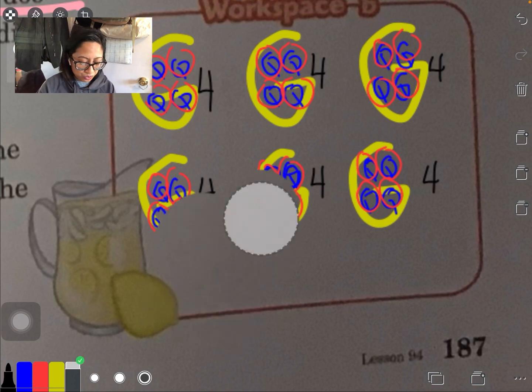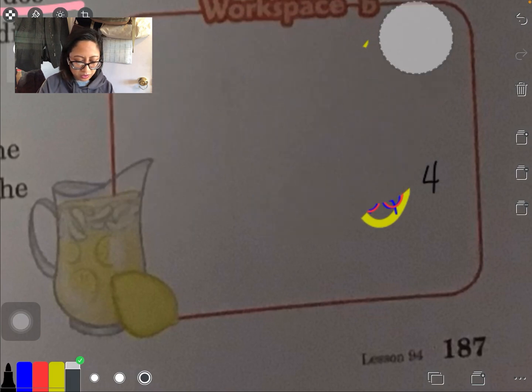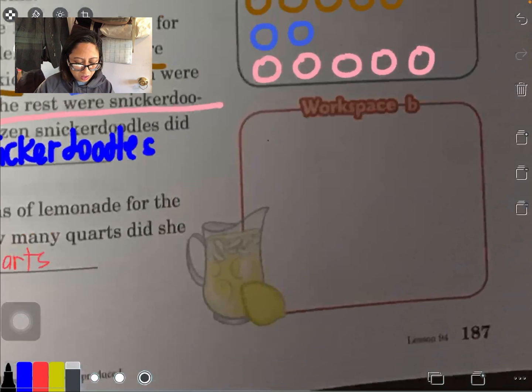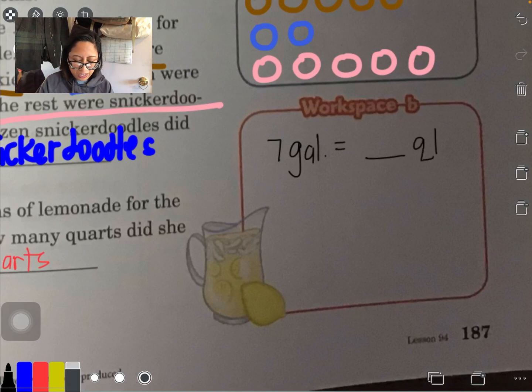Now I'm going to show you the actual way of doing this. Okay. There are 7 gallons. Now you write this down. Okay, now write this down. There's 7 gallons of lemonade, but I want to find out how many quarts that is. Oh, does it look familiar now? We are converting. Okay, so make sure you have this written down. I'm now going to write the steps.